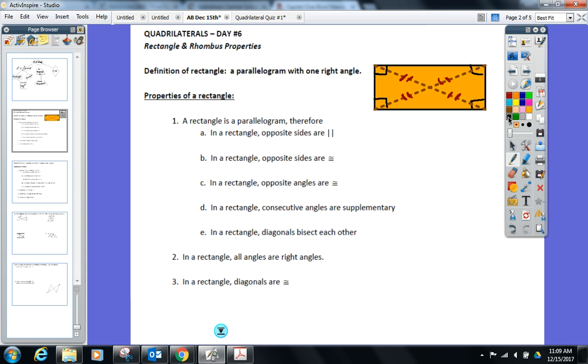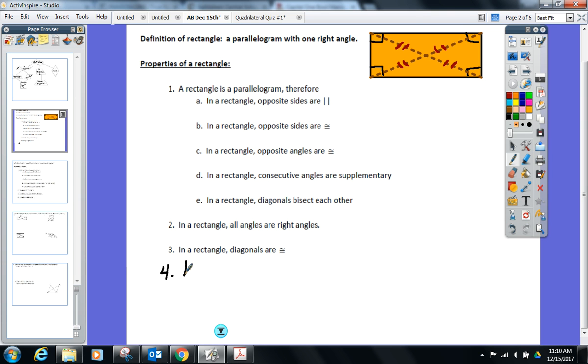And that leads me to what you are going to write down for me. I'm going to put a 4th property in now. Because all 4 are equal, what do you know? What type of triangles do I have? I have 4 isosceles triangles. So here's our 4th property. The diagonals form 4 isosceles triangles.